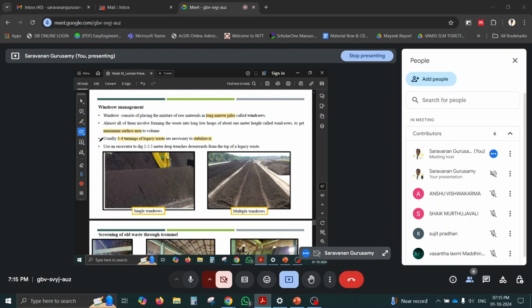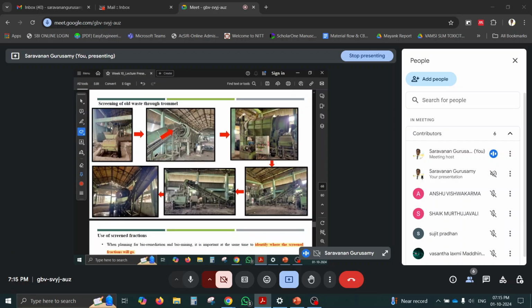Long narrow piles maximize the surface area to aerate with atmospheric air. Every 2 to 3 days we have to turn. After 20 days, that is after the third to fourth turning, we can screen the waste with the trommel screen I was discussing. With the different trommel screens, we can separate the fractions.